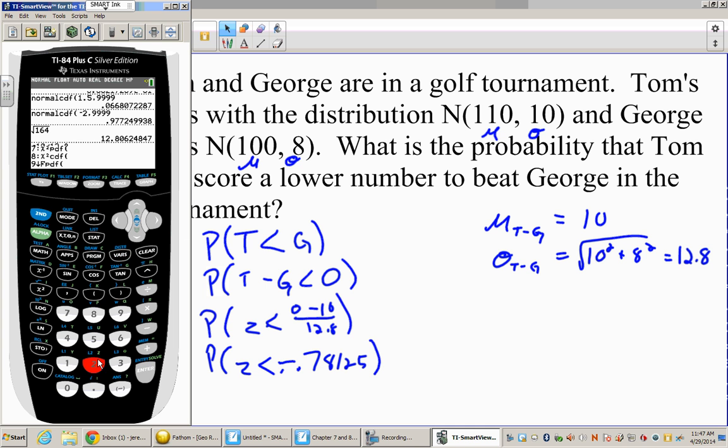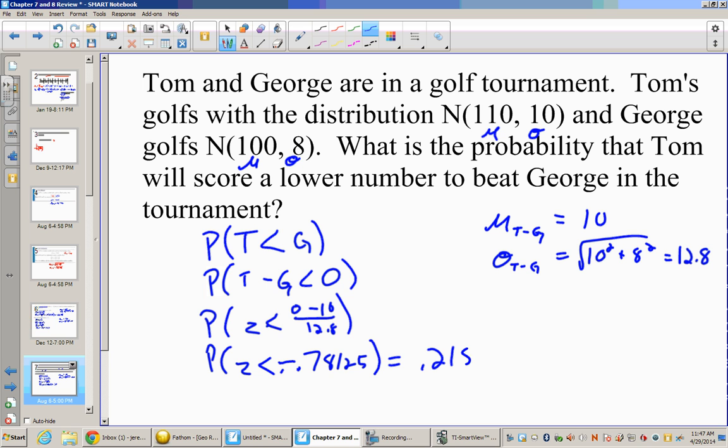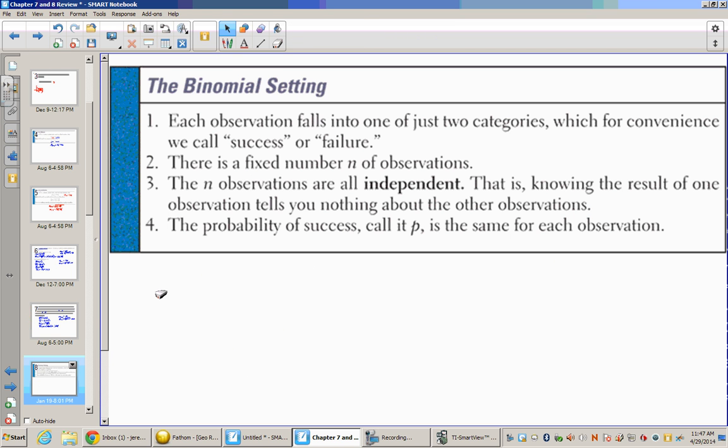So I'm going to take a normal CDF from negative infinity all the way up to negative 0.78125, which is 0.217. So about 22% of the time, Tom is going to beat George, even though George is the better golfer because he averages a smaller number. That makes sense now. Took me a second.